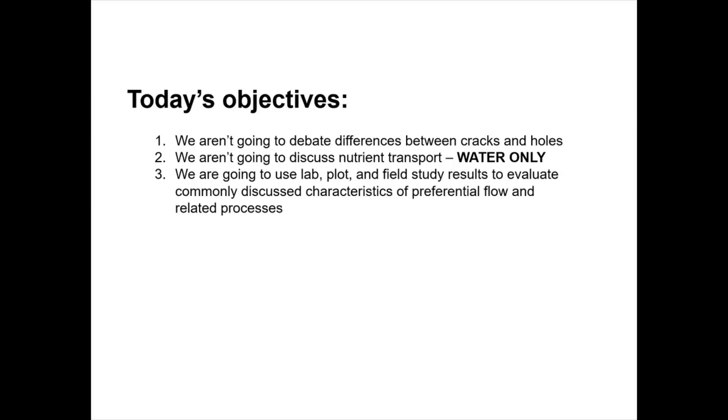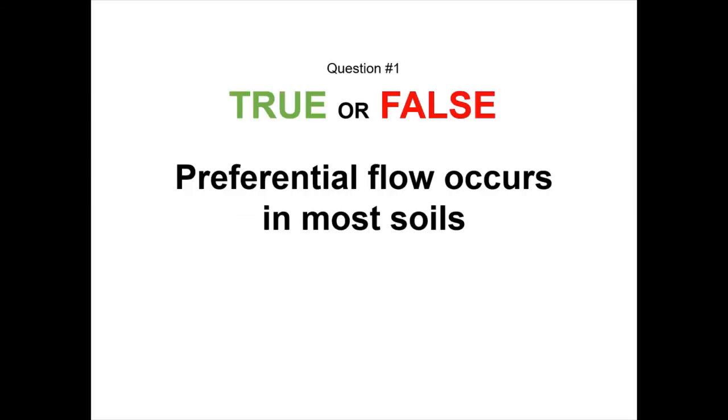And lastly, we're going to use a combination of lab studies, plot scale studies, and field scale studies to look at preferential flow. A lot of what we do with preferential flow is really hard to measure at the field scale, so that's where lab studies come in. But then with lab studies, we say, well, they're not reality, so we have to go back to the field. So it's back and forth, field and lab, and that's how we get our results and try to understand these processes.